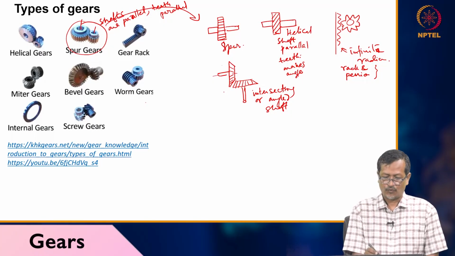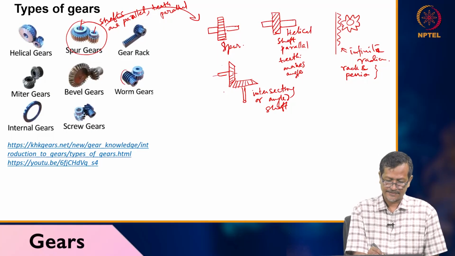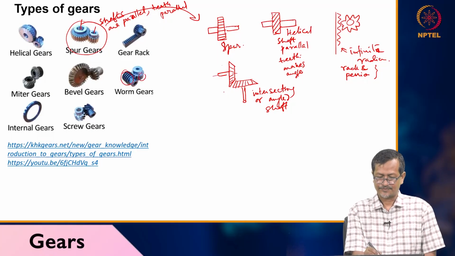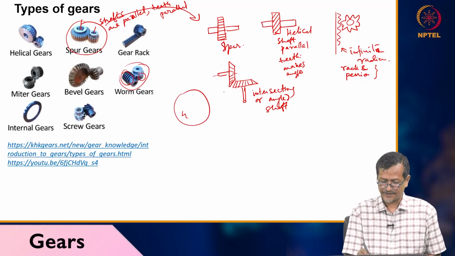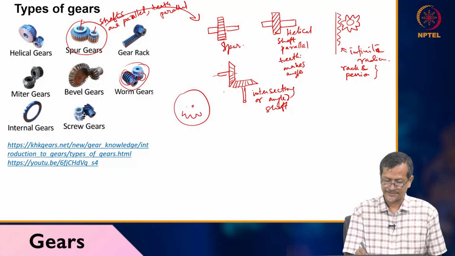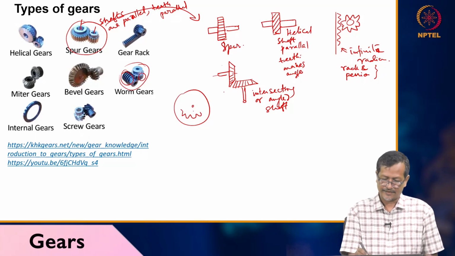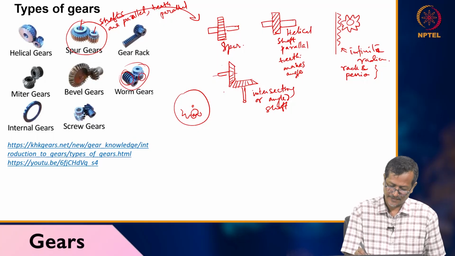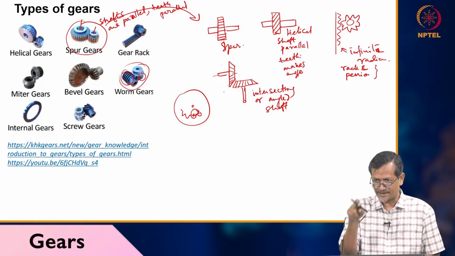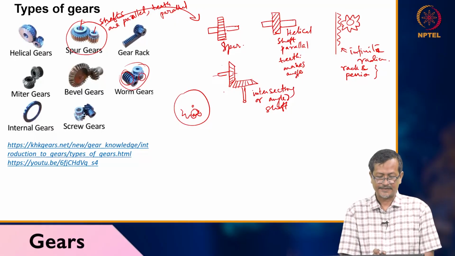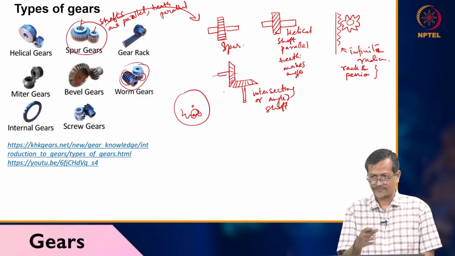Worm gear: you see one gear is having longer teeth and another smaller teeth. This is called worm gear. Another is internal gear. Internal gear is like this. Teeth will be inside, and you have a gear here also. This one gear can be rotating inside another gear. Another is screw gear. So there are different types of gears.